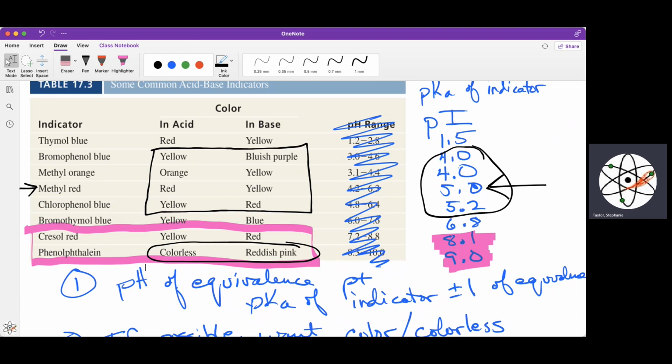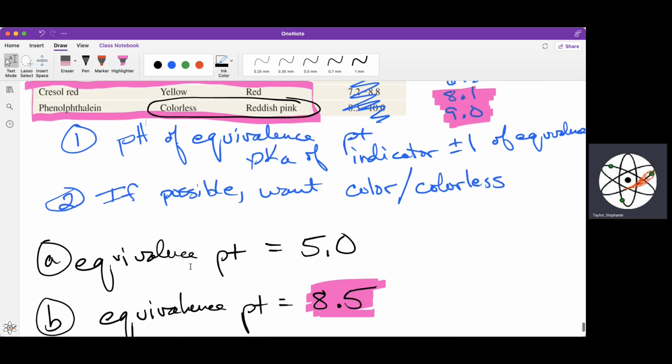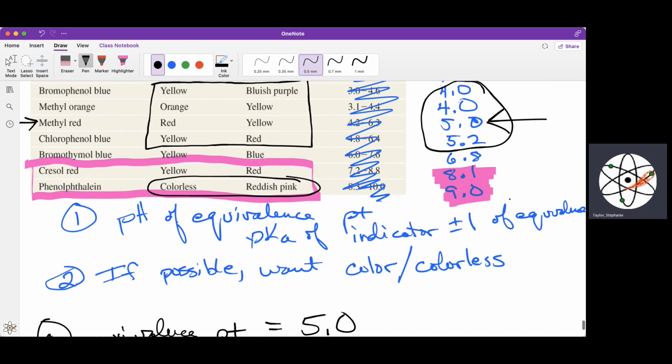So even though a textbook may be like, well, the cresol red is closer, guess what? Your human eyeball is going to have a heck of a time trying to look at the difference between yellow and red. Whereas the human eyeball is much better with colorless to reddish pink. So the phenolphthalein is going to be your best option for this, even though it's not actually the closest one to that point. Notice it's still in range. So it is still in that plus or minus 1 range. So it's not a bad option. But it's better because of that colorless to color.